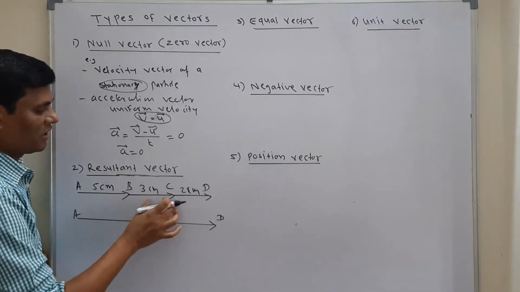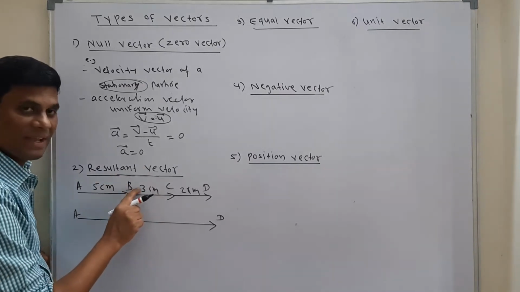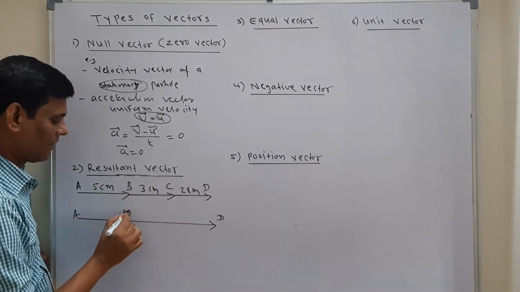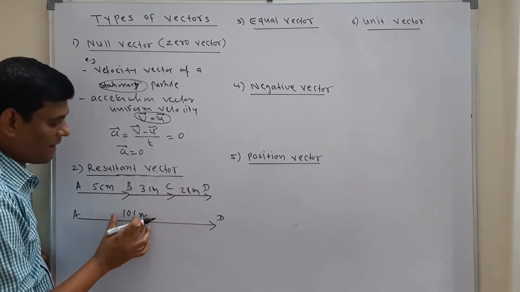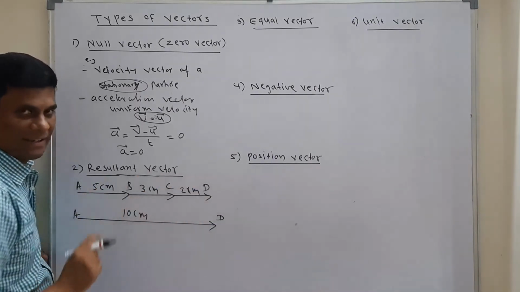So 5, 3 and 2. So what is the resultant of these in magnitude? 5 plus 3, 8. 8 plus 2, 10. So the resultant vector has a magnitude of 10 centimeter and direction as that of all three vectors.